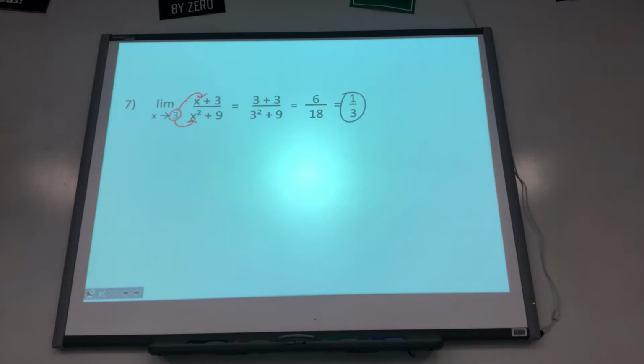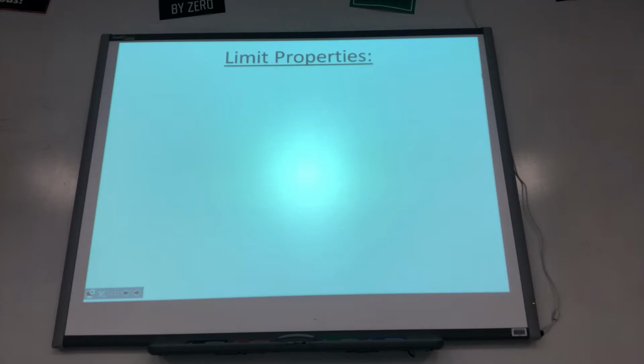Okie doke. Any questions on that one? I'm going to keep moving here. Before I do number 8, I would like to go through these properties with you. They will be helpful, not only today, but later on when we keep learning more and more about limits. So there's a few of them here.